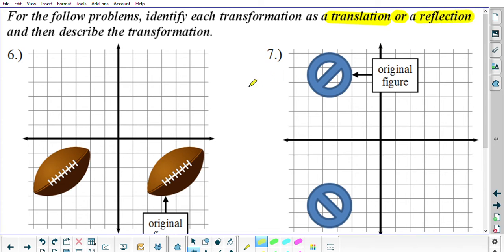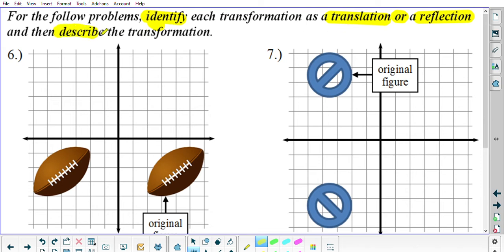So you might want to pull out your translation guided notes and quickly look over them to get a refresher on how translations work. Because 6, 7, 8, 9, it could be either or. You got to figure out which one it is. So that's the first part of the directions. Identify which one it is, whether it's a translation or reflection.